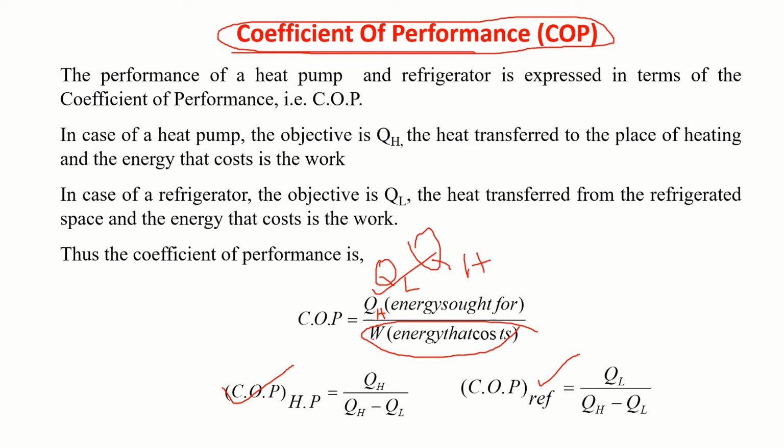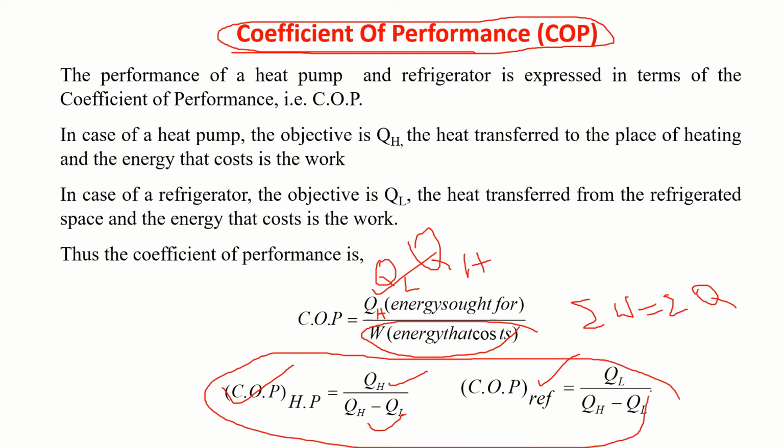You know that, as I already told you, sigma W is equal to sigma Q. So here W can be written as QH minus QL, and QH is our objective in the heat pump. For the refrigerator, it is QL divided by QH minus QL. This is how we define COP, coefficient of performance. HP means heat pump: your objective is to keep the temperature of a system higher than that of its surroundings. Here the objective is to keep the system temperature lower than that of its surroundings. That's what COP is.